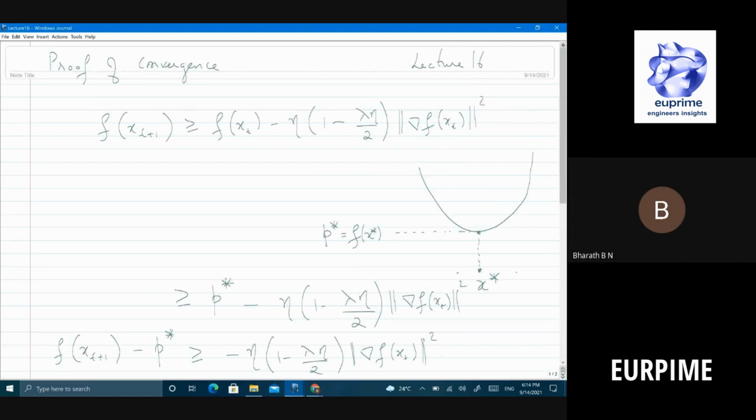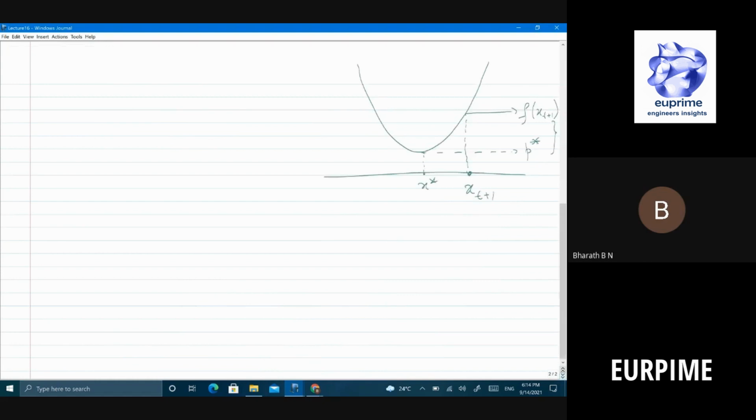Did I write everything properly? Okay, so now we have f of x_{t+1} minus p star is greater than or equal to minus eta times 1 minus lambda eta by 2, times the gradient norm squared. Okay, now I'll choose eta appropriately. How should I choose eta? What do you think eta is?